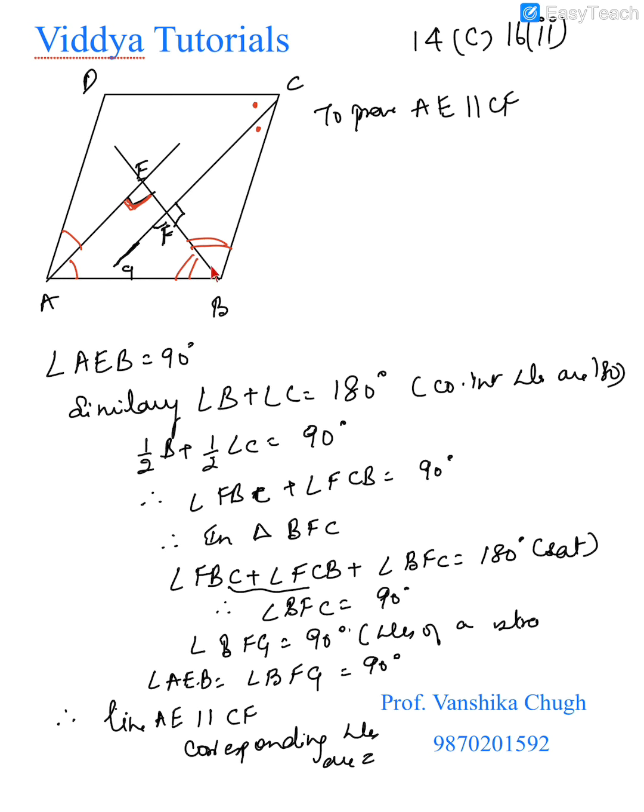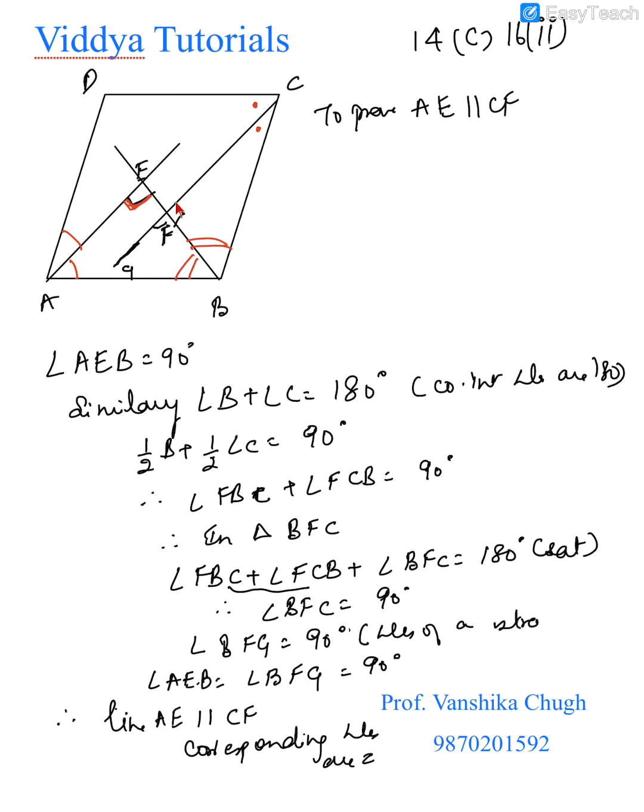Now half of angle B is what? FBC and half of angle C is what? FCB. You will again write the reason over here. BF is the bisector of angle B and CF is the bisector of angle C. So you get both of them adding to 90. Again go to this triangle. You will substitute this as 90. So I get my BFC as 90 degrees.